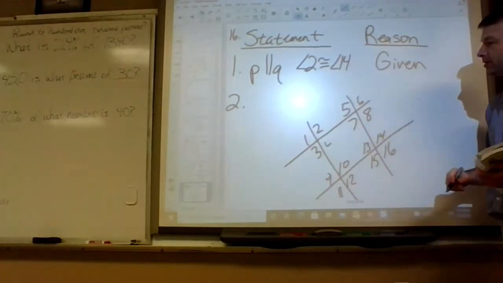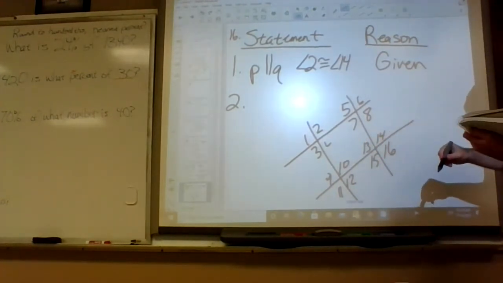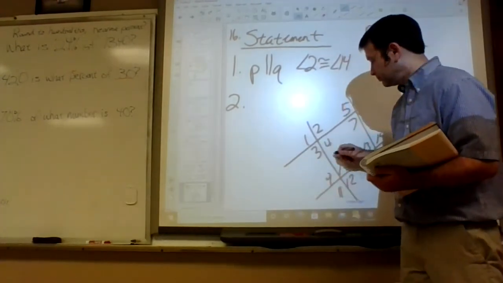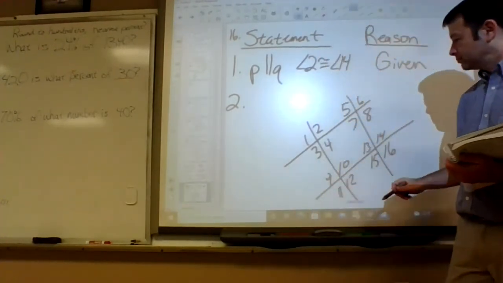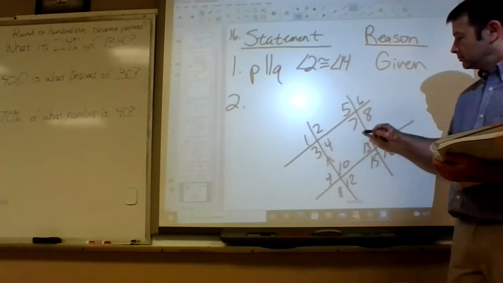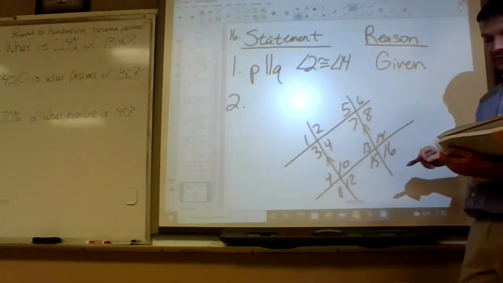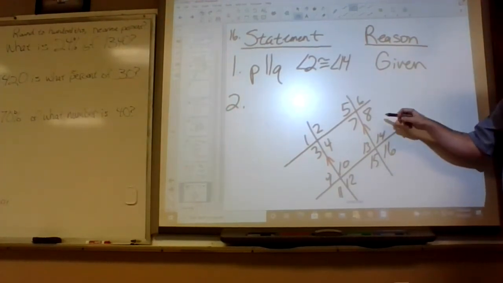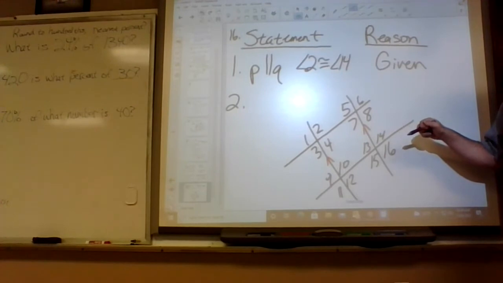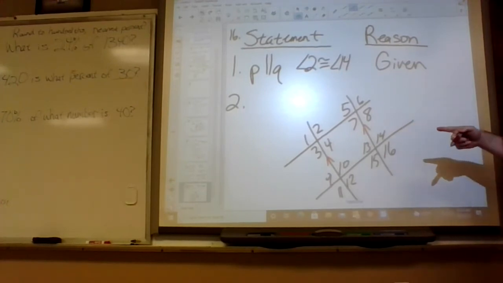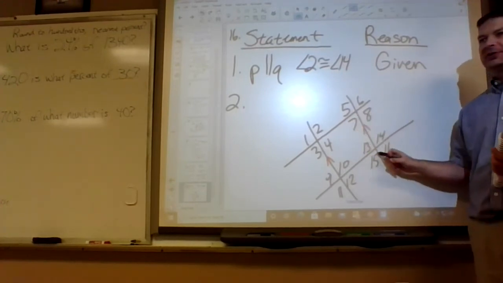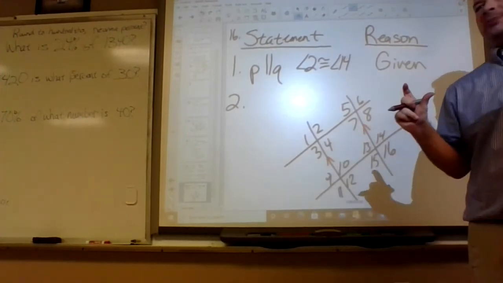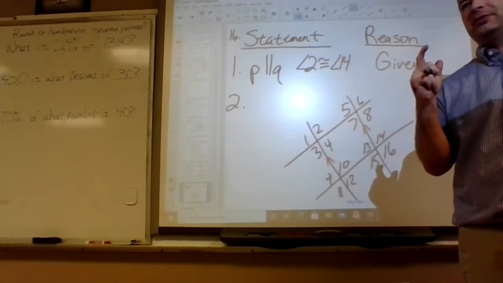Okay, so what do we know right now? That P and Q are parallel. Which ones are P and Q? The top 2 lines. Do I know that M and N are parallel? No. That's what I'm trying to prove. I'm trying to prove that these 2 lines are going to be parallel. What are some ways that we can prove 2 lines are parallel?